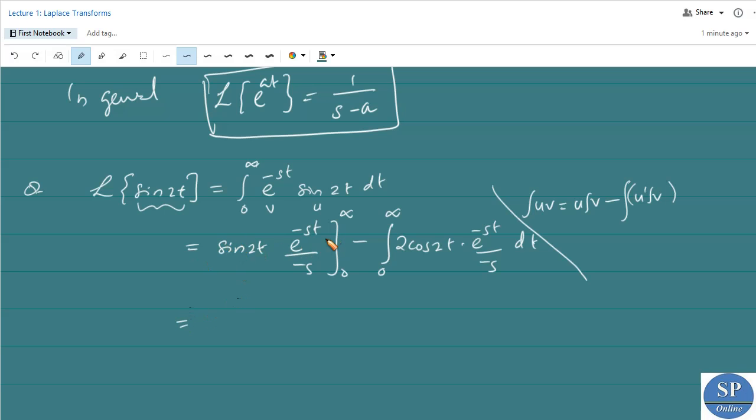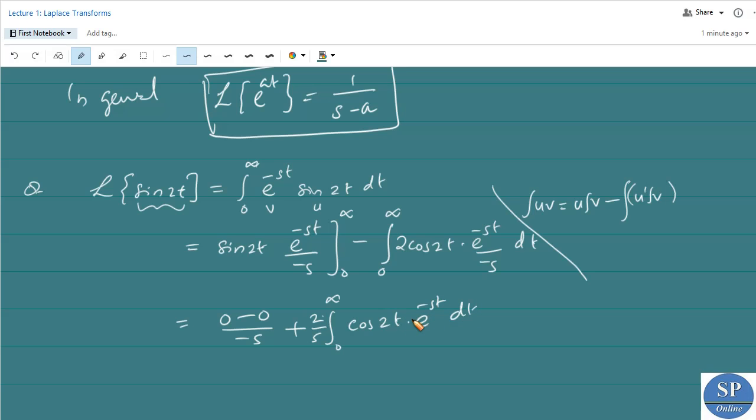Okay, so this is the integral. When we apply infinity here, e power minus infinity is 0, and when we apply 0, sine 0 is also 0, so 0 minus 0 divided by minus s. Then minus, so this term is 0, and we have integral 0 to infinity, taking this outside, that is 2 by s plus 2 by s, negative into negative is plus, so 2 by s into cos 2t into e power minus st dt.